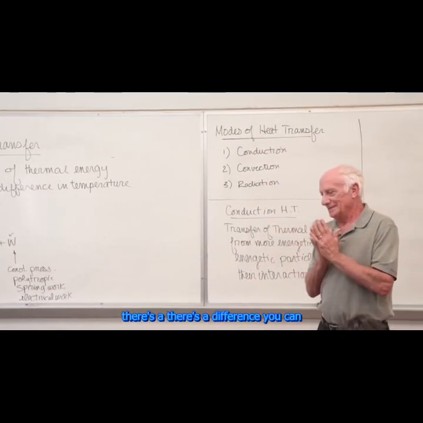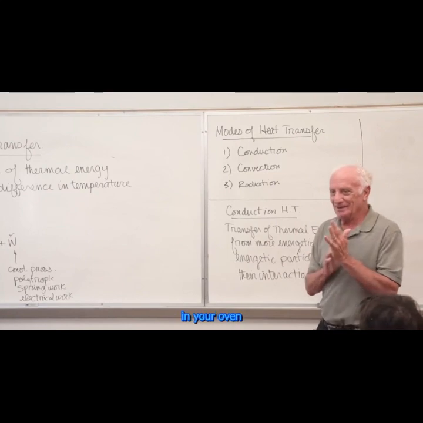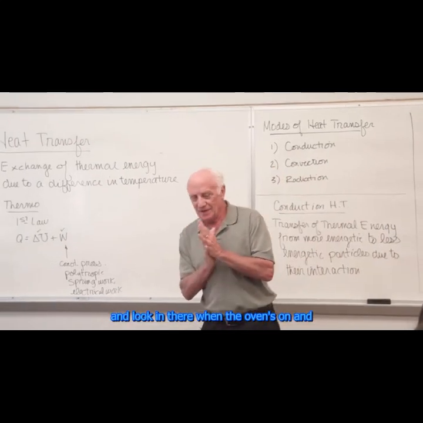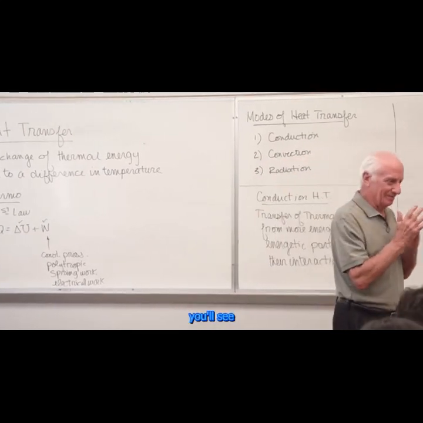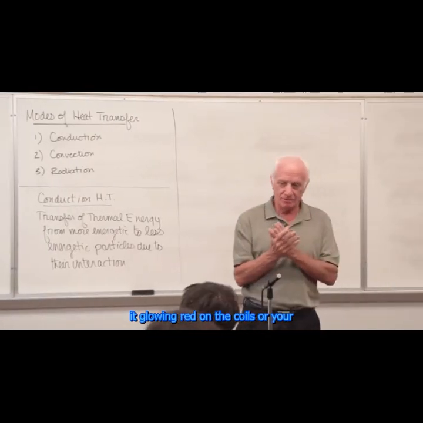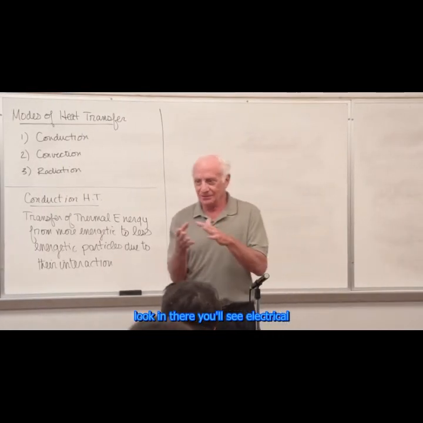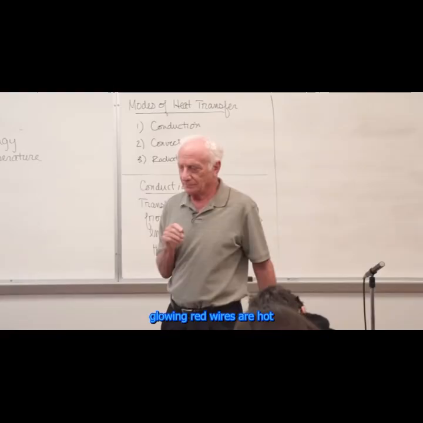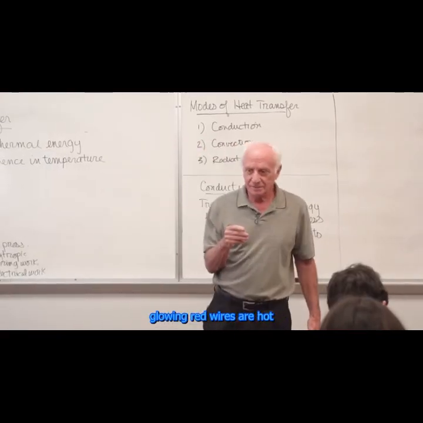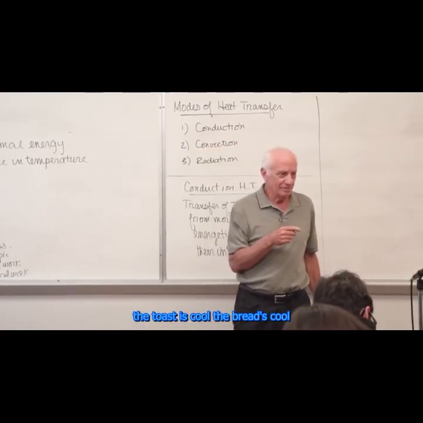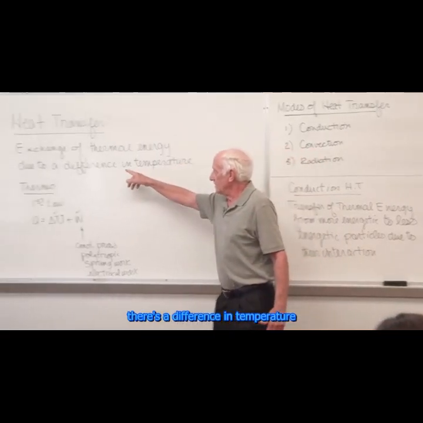You can heat a turkey in your oven, and look in there when the oven's on, and you'll see it glowing red on the coils. Or your toaster, look in there, you'll see electrical wires glowing red. Wires are hot. The toast is cool. The bread's cool. There's heat transfer occurring because there's a difference in temperature.